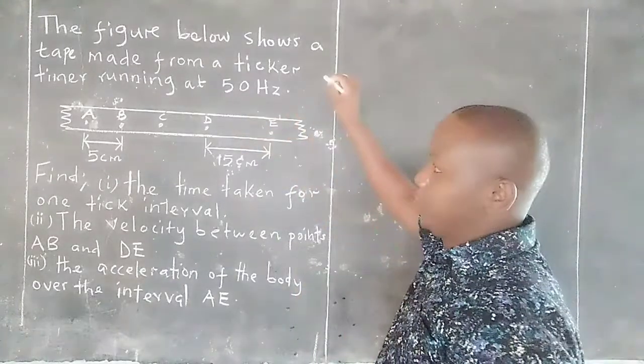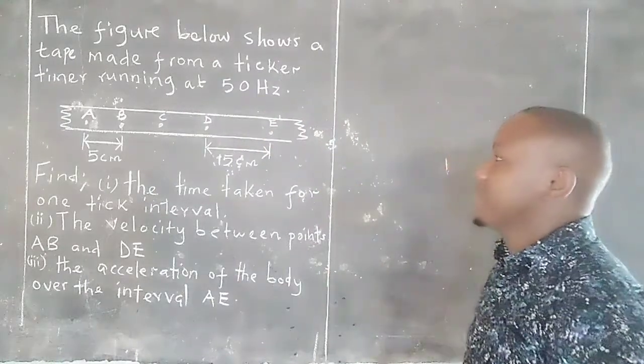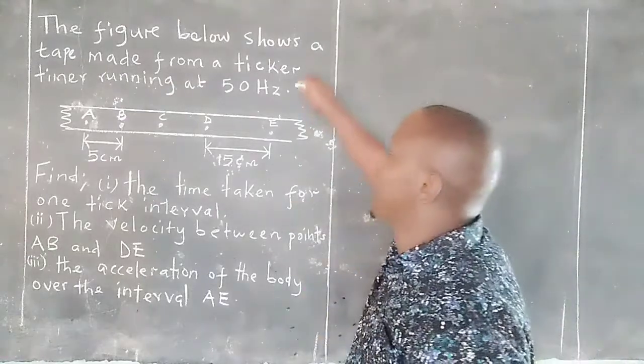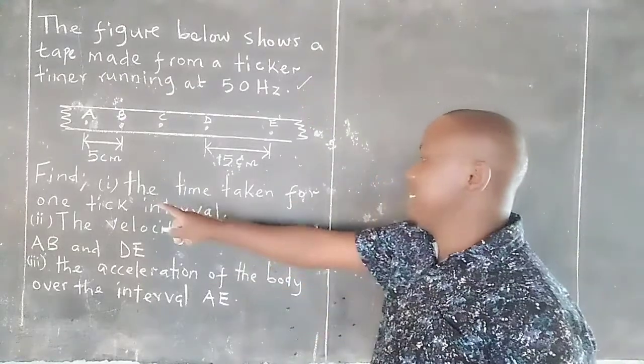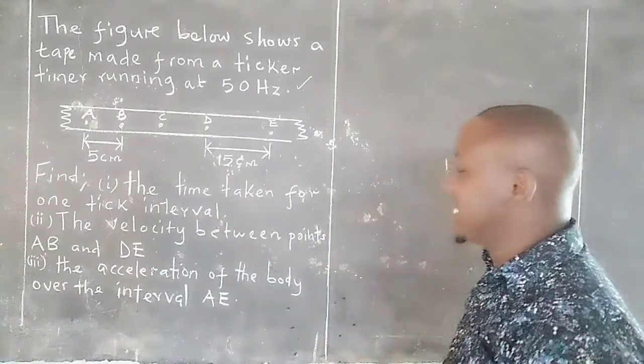The figure below shows a tape made from a ticker timer running at 50 Hz. So the frequency of the ticker timer is 50. Find part A, the time taken for one tick interval.